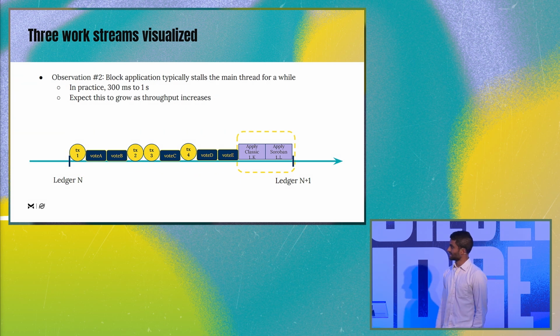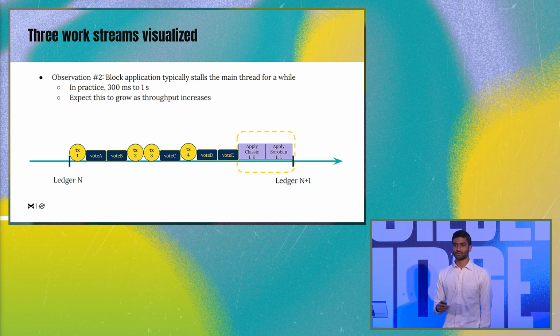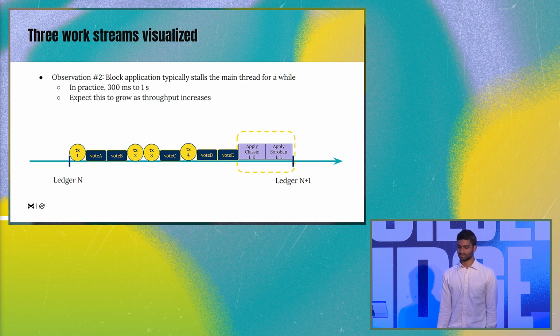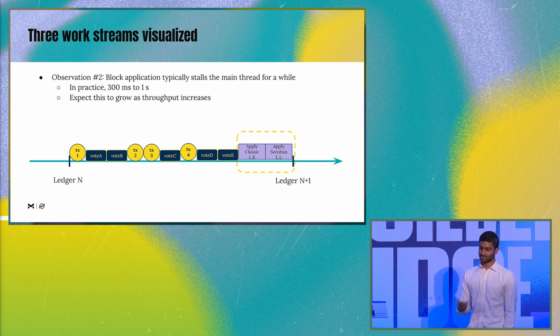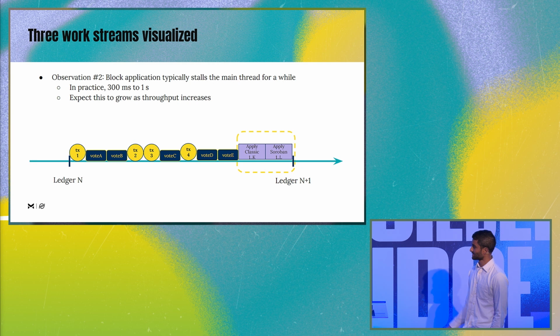Another observation is that block application typically takes a significant amount of time. On our own validators, we see numbers between 300 milliseconds and 1 second. Of course, occasionally there are outliers where application takes much longer, but typically application is under 1 second. And we expect these numbers to grow, if you recall, that Soroban transactions are more expensive to apply. So we have the same head-of-line blocking issues for SCP votes, but it's actually even more dramatic here because apply time takes a while, so everything has to wait.